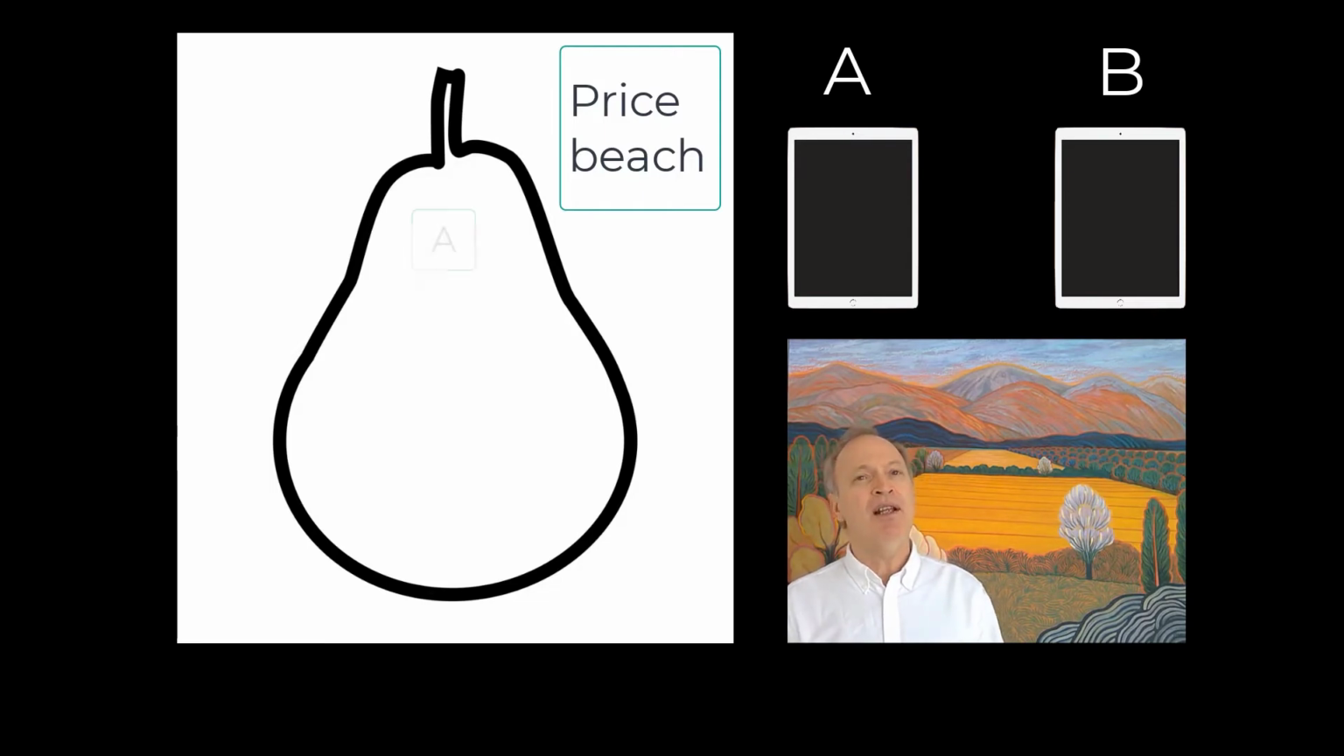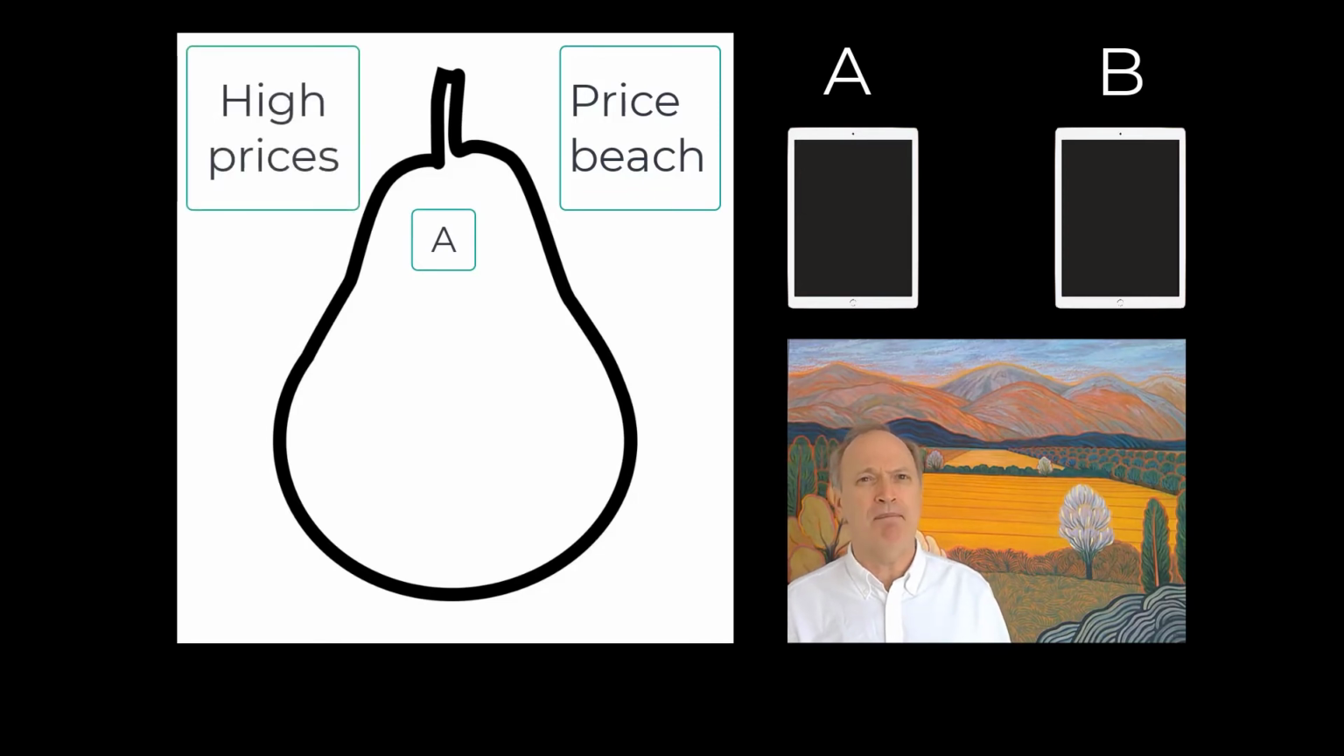The first entrant, let's call that A, is located kind of at the top of that pear-shaped beach. You see, at the top of the pear shape, there's very few customers. That's the top of the demand curve. There's very few people willing to pay that higher price.